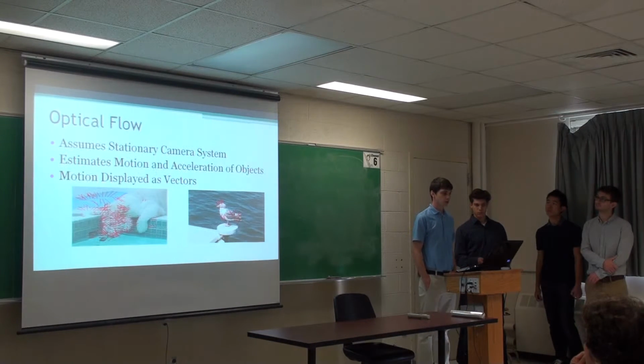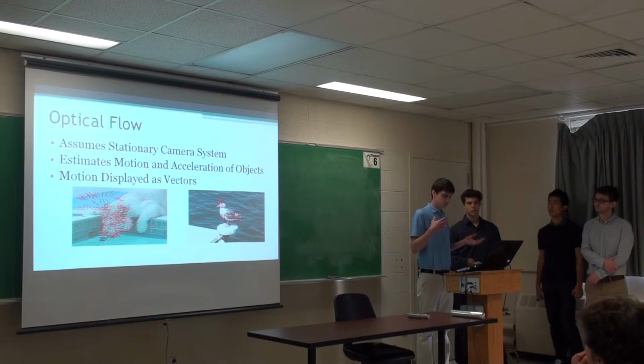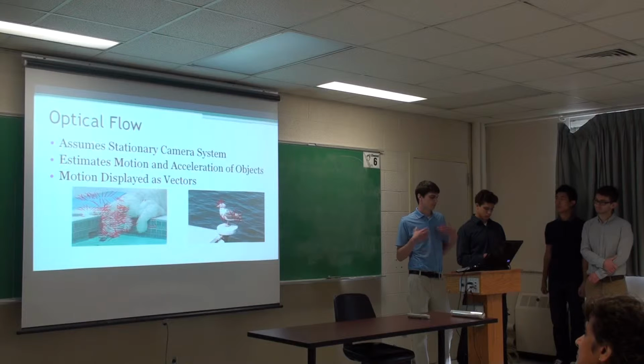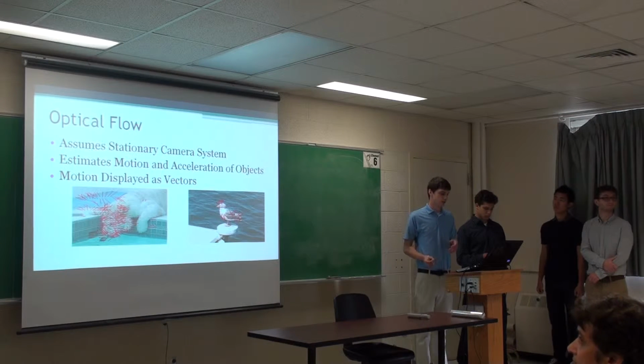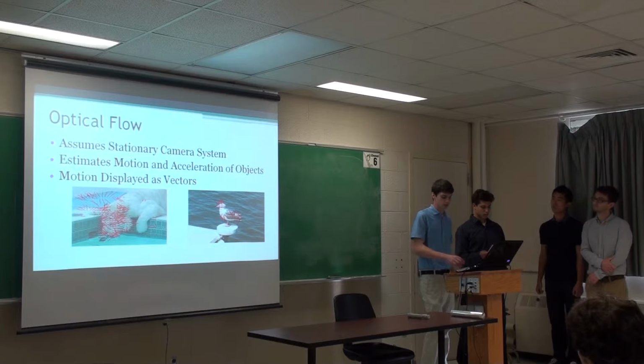Optical flow is similar to object tracking, but doesn't actually track a specific object and just detects motion in separate pixels in your image. Like in these 2 pictures, the motion that is displayed by these 2 animals is shown in vectors, so you can see as this pixel moves from here to here, you can gauge its velocity and also its acceleration.